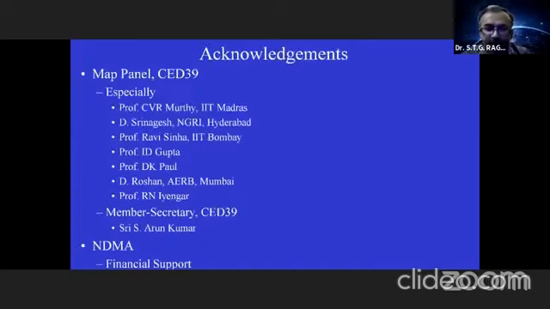And these are the acknowledgements. I acknowledge all the CED39 panel members who are contributing to our seismic zone map. They are providing all the valuable inputs. Although I'm doing the work, the inputs come from them. We have to modify it once again, and maybe by the next 1 or 2 years, this map may come in our IS codes. And of course, I also acknowledge NDMA, the National Disaster Management Authority, for the financial support to carry out this project.